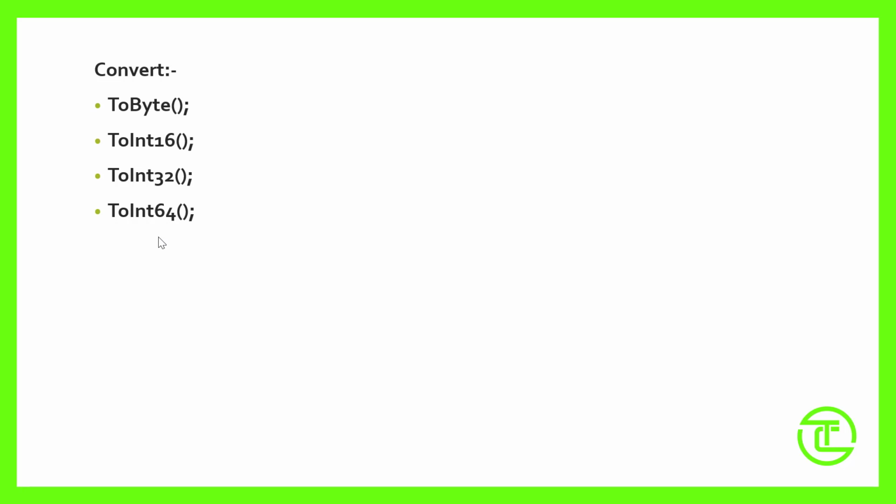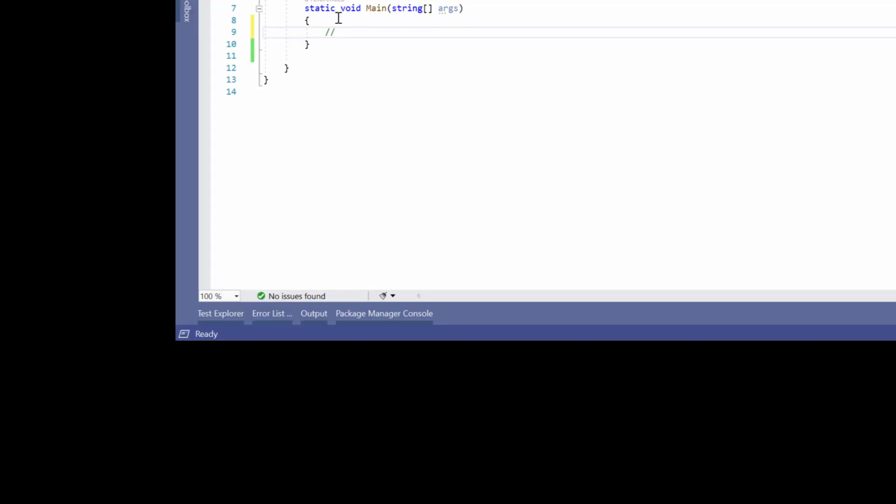Let's see the examples. Let's see how implicit type conversion happens in C#. As I said, this conversion is done automatically by the compiler. First of all, I will declare an integer type variable x and byte b equal to 1, and store the byte to an integer. As you can see, I am declaring a byte type variable and storing it to an integer type variable.